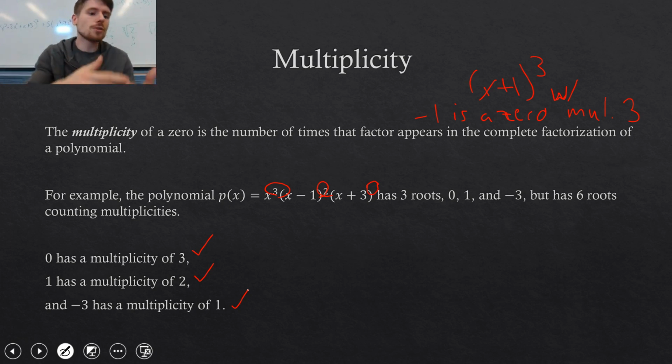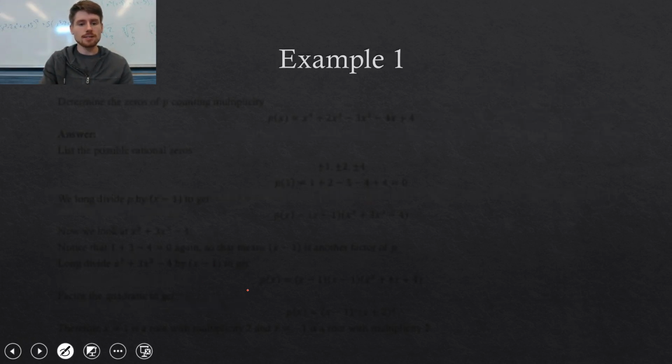Now we have to get the polynomial fully factored out the way we have it written there. In order to count these multiplicities, it's not enough to just see if the number is 0. You see if it makes the polynomial 0, you have to actually factor it out and then count how many times that factor appears to get the multiplicity right. Okay, so let's go ahead and do some examples.